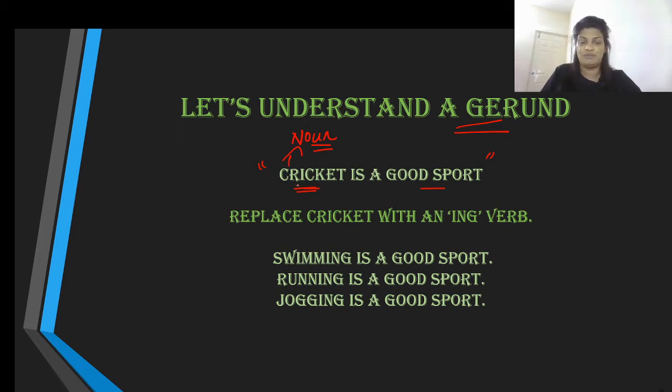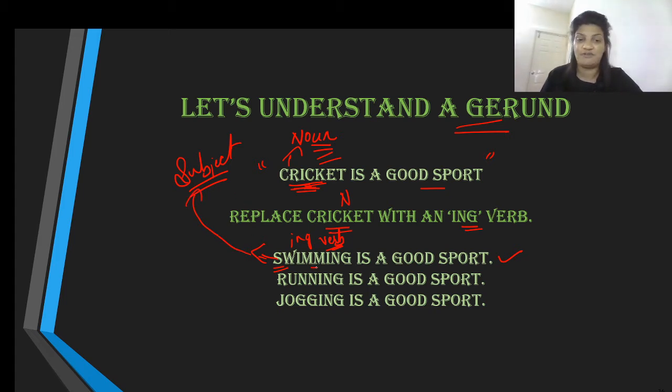But I want you to replace this noun with an ing verb like this. Here we have swimming. Now, when you replace the word cricket, which is a noun, with an ing verb, we get this statement, which is swimming is a good sport, right? Cricket is a good sport. You had a noun there, and this is our subject, isn't it? It is our subject. And here, the same sentence has been replaced just with one word, and here it is an ing verb. But swimming is functioning like a subject.